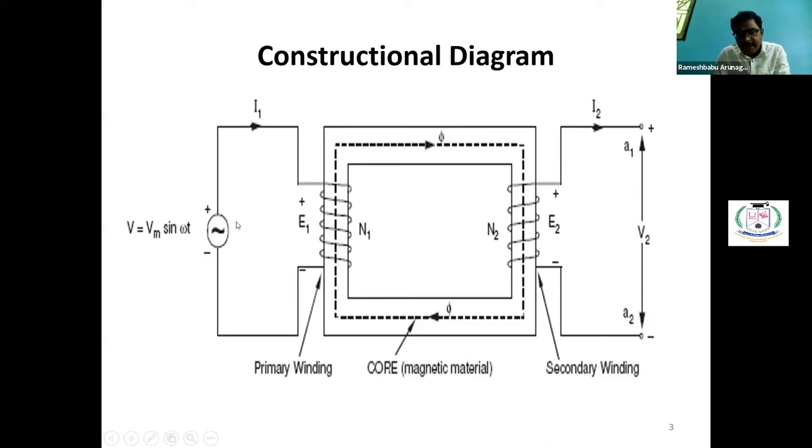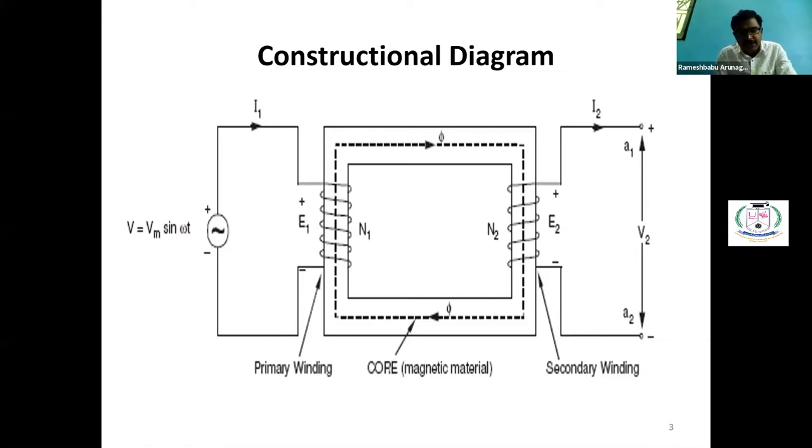When the AC supply is connected to the primary winding, there will be a rate of change of flux, because AC voltage is a varying current, so a varying flux has been created. Due to this varying flux, an EMF E1 will be induced in the primary winding. This induced EMF is called the self-induced EMF.